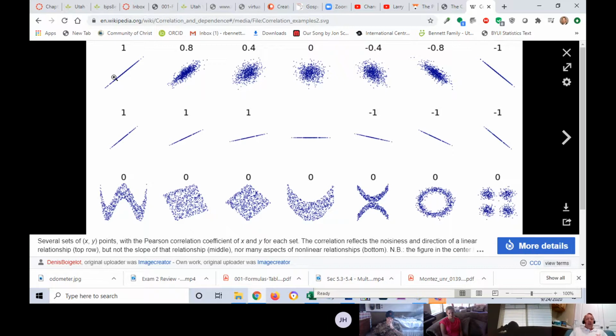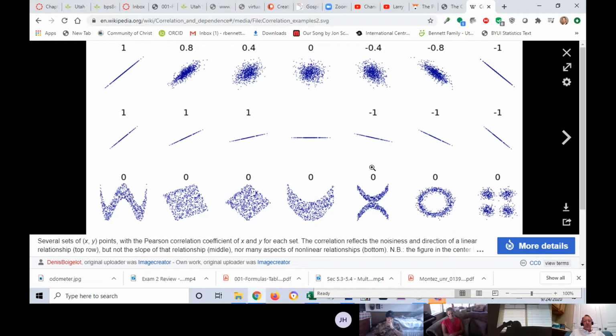Now, the idea here is we're looking at the dots. If they're close together, 0.8 would be a strong correlation, 0.4 would be a moderate correlation. This is a null plot. These would be negatively correlated. So positive 1 and negative 1 would be equally strongly correlated. Positive 0.8 and negative 0.8, those would be equally strongly correlated. One's in the negative direction, one's in the positive direction.